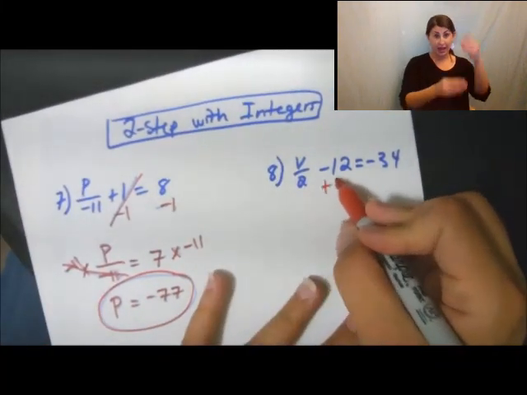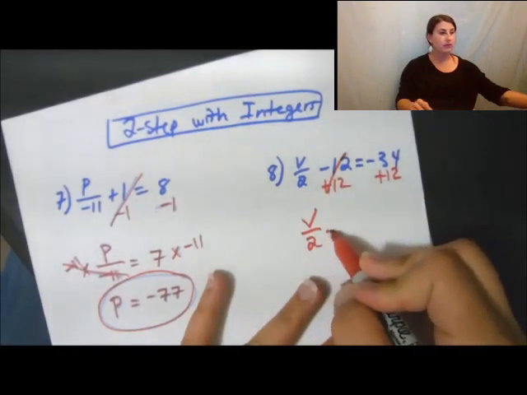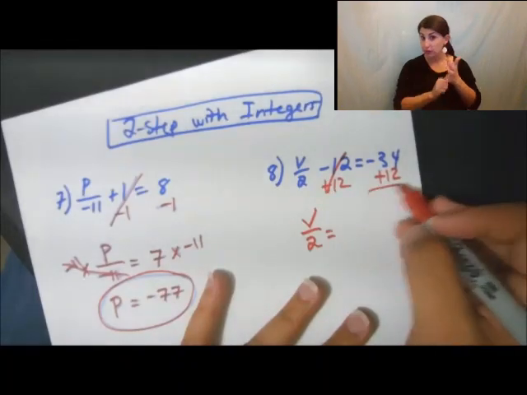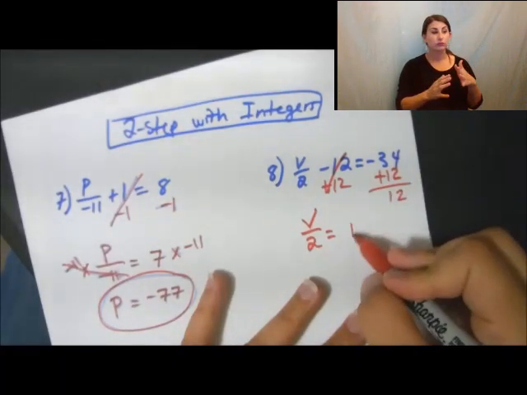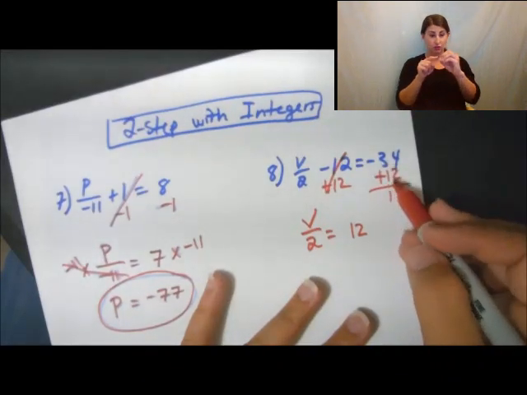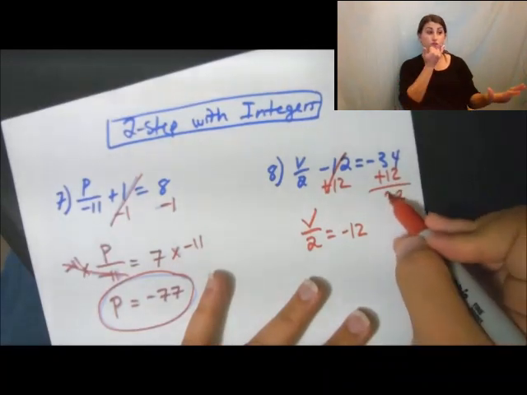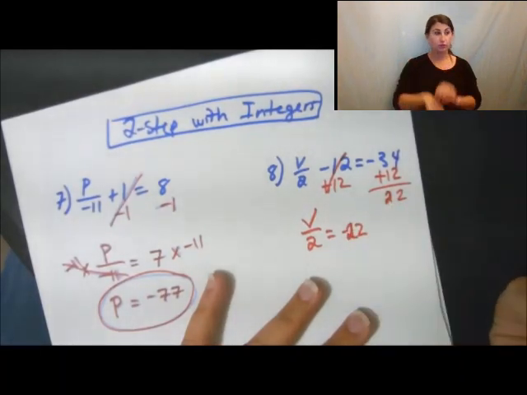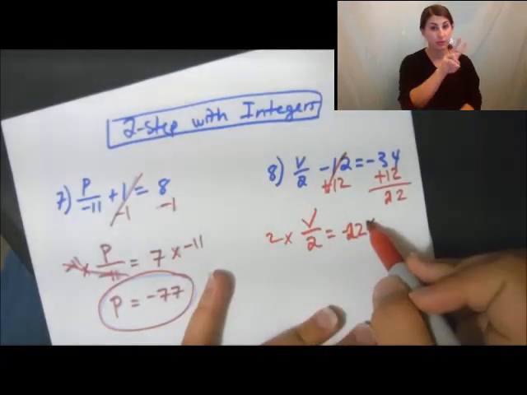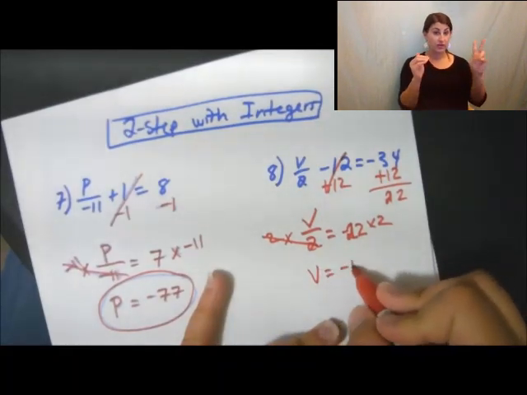All right, over here I'm going to add 12 to both sides. I get V over 2 equals, they're different signs, so I'm going to subtract and take the sign of the further number. Negative 34 is further away from 0 than 12, so negative 22. Okay, and then I'm going to multiply by 2 to get rid of this denominator. So V equals negative 44.